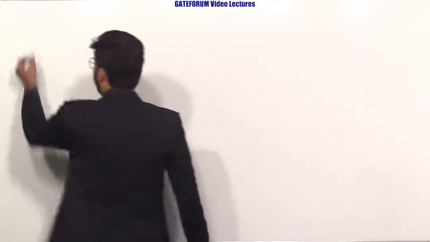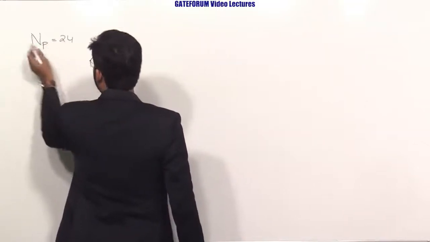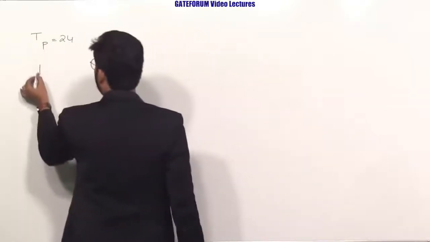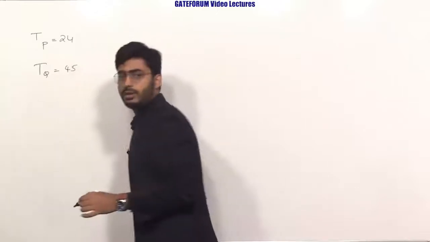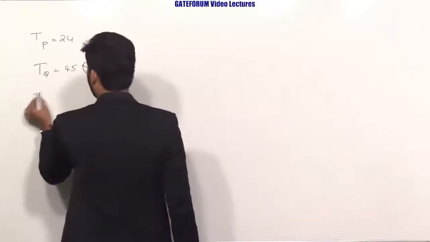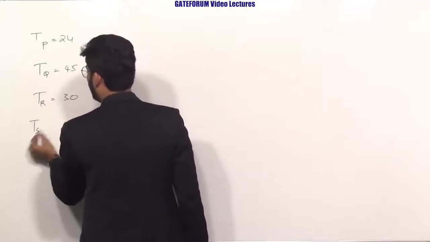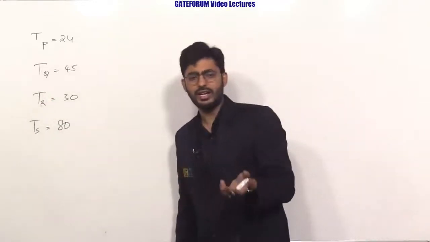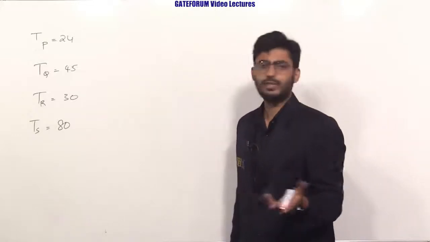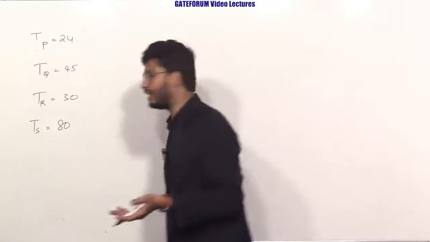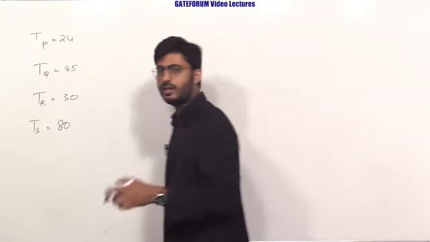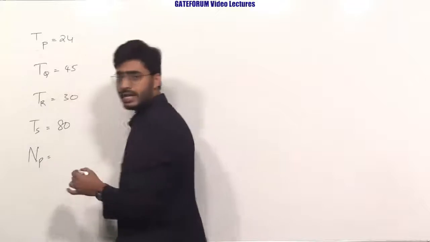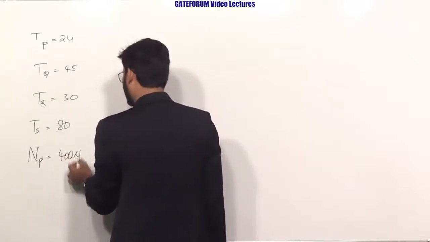So here it is given that the number of teeth on P is 24, on Q is 45, on R is 30, and on S is 80. Here R is not meshing with any of the gears, so R has no significance in this question. Later it may be used for different applications, but as of the question, R is not in use. Now the speed of gear P is given as 400 rpm.